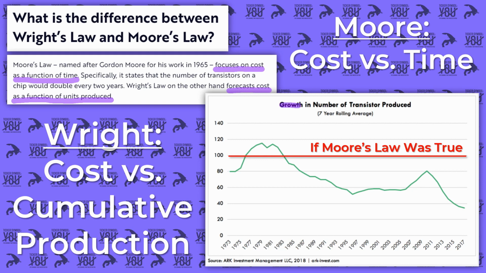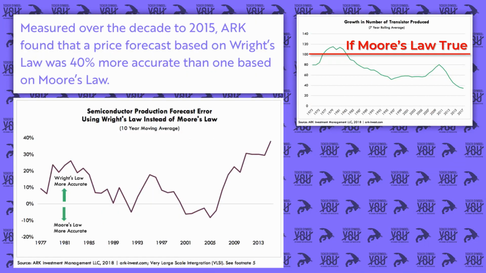And that's what you're seeing in this plot here. On the x-axis, we have time, every 2 years, and on the y-axis, we have the percentage increase in the number of transistors. And if Moore's Law is right, then every 2 years, the number of transistors should increase by 100%. The green line represents what actually happened in those years. So the differences between the green line and the red line at any given time are the errors in Moore's Law. In fact, looking back throughout history from 2005 to 2015, ARK Invest found that Wright's Law was 40% more accurate than Moore's Law.